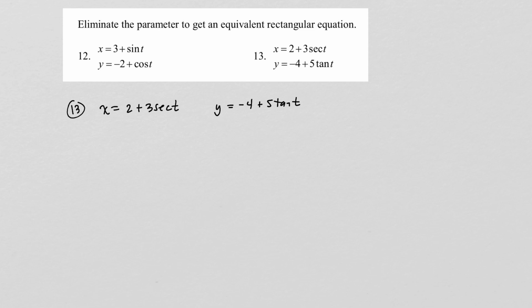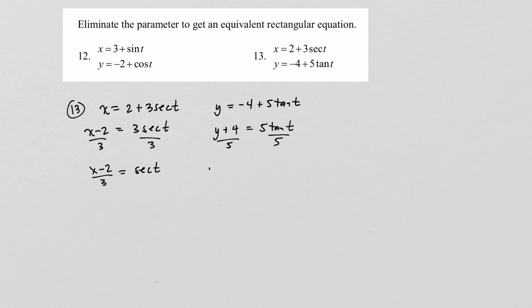In the next problem, it's essentially the same thing. We have 2 parametric equations involving secant and tangent. So in the first equation, let's go ahead and solve for secant. I can subtract 2 from both sides, and then we can divide both sides by 3. We could do the same thing for the other equation, adding 4 to both sides, and then dividing by 5.